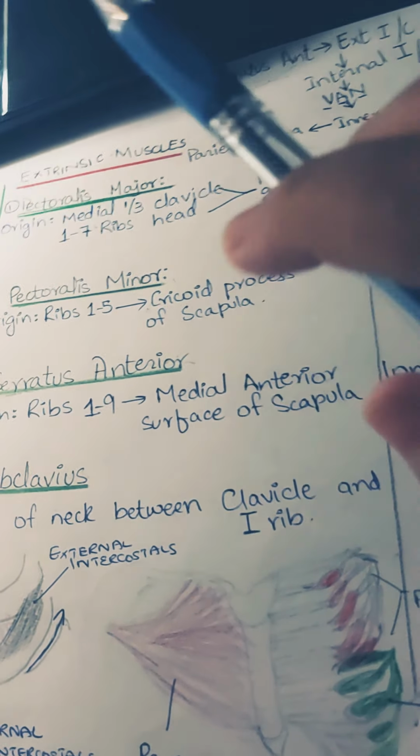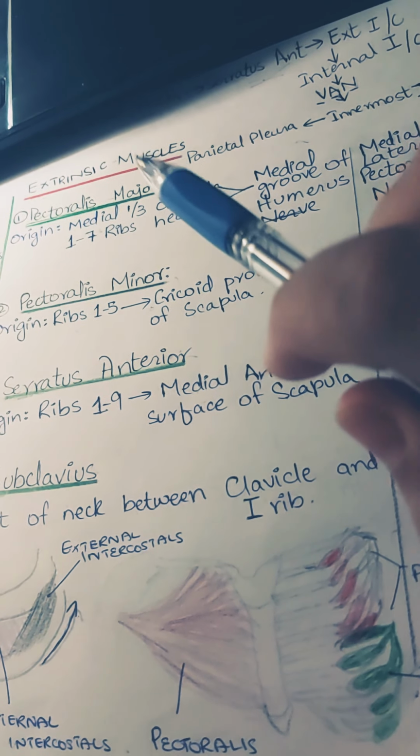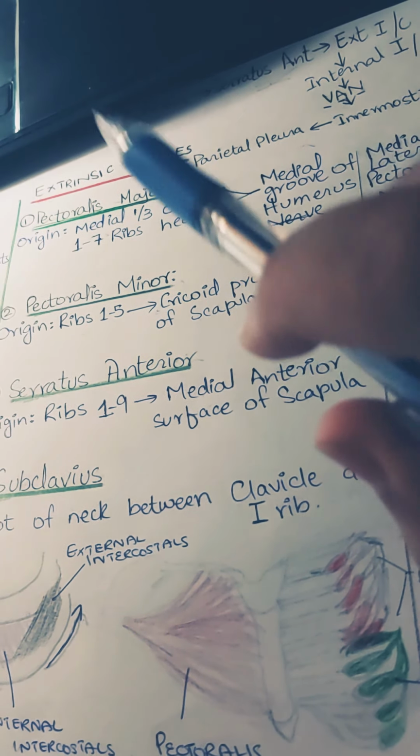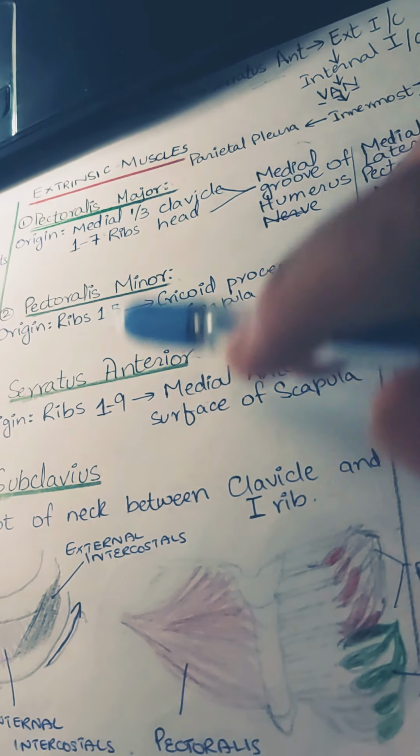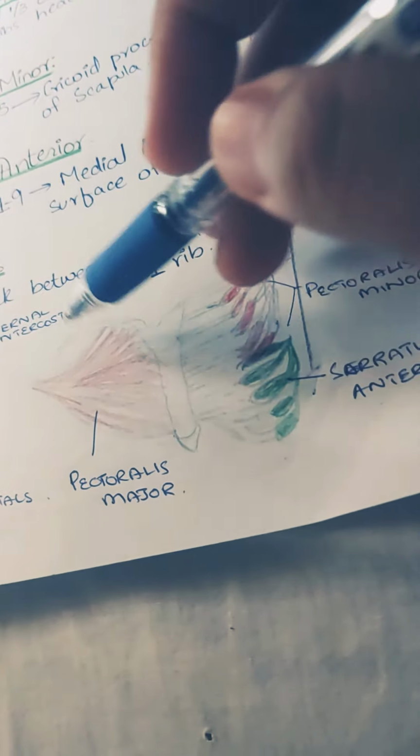Then we have the presence of extrinsic muscles. Revising that, extrinsic muscles are those which are inserted into the skeletal system, the peripheral skeletal system. These are 4 muscles: pectoralis major, pectoralis minor, serratus anterior, and subclavius. Coming to this horrible diagram, I hope it does some good.